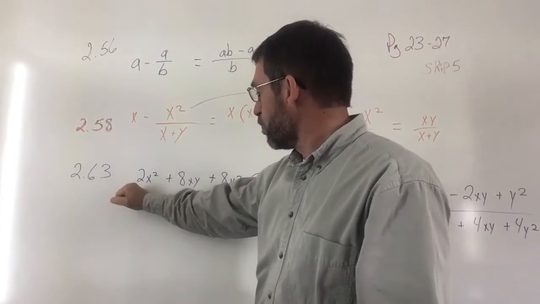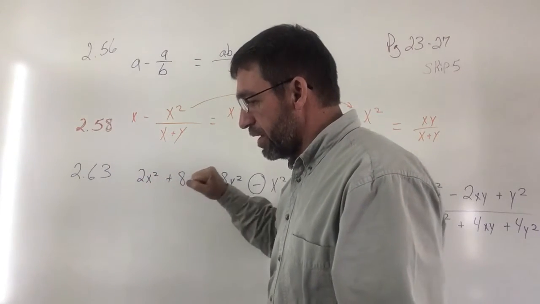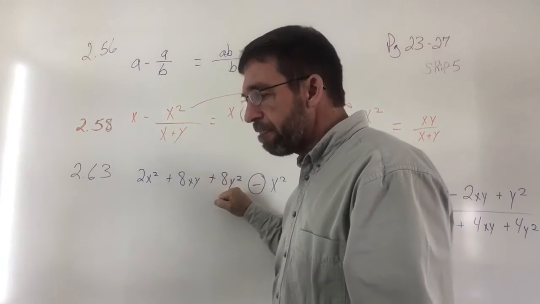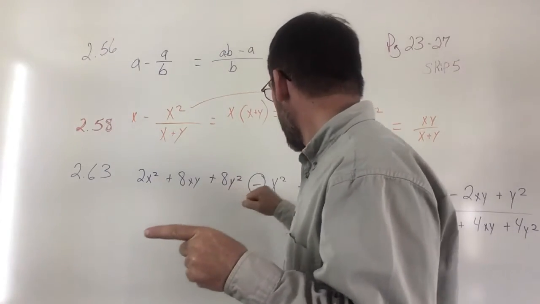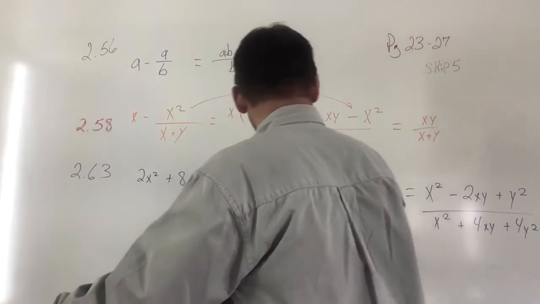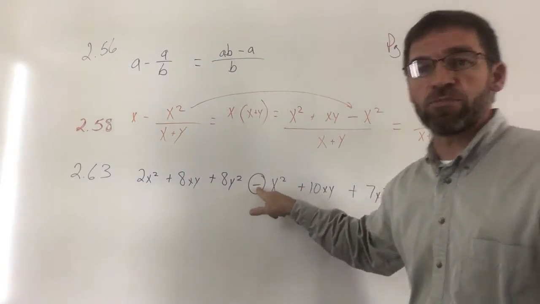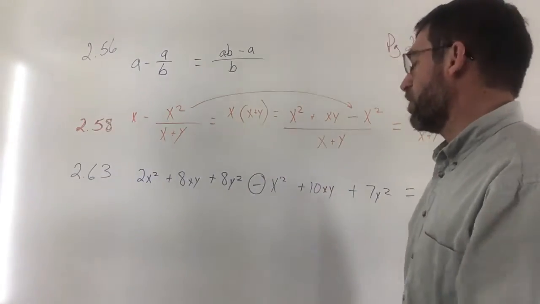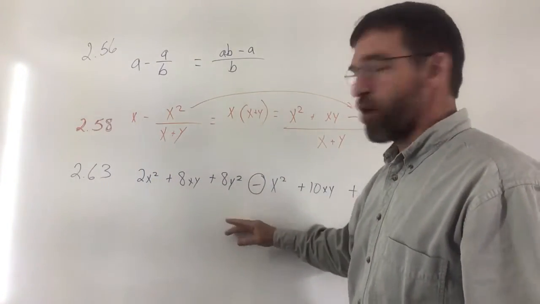2 times x squared, and 2 times 4 made me 8xy, and 2 times 4 made me 8y squared. Now, again, it's a subtraction problem. Then I have to subtract x squared, 10xy, 7y squared, right there in your book. Because of this subtraction problem, I have to subtract these. Probably the simplest way to do it is put this underneath here and subtract it.